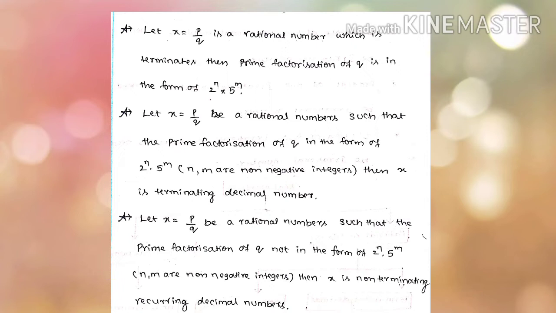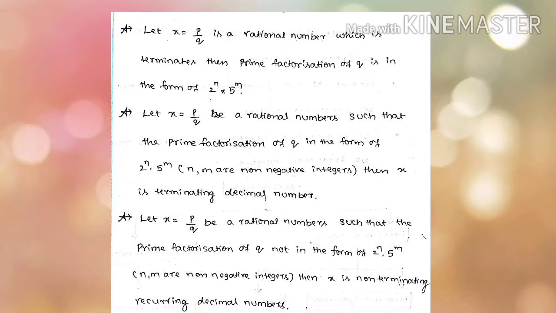This is the converse of the previous statement. Right? If they are in the form of 2 power n into 5 power m, definitely they are terminating decimal numbers. Now the third one: let x is equal to p by q be a rational number such that the prime factorization of q is not in the form of 2 to the power n into 5 power m, then x is called a non-terminating recurring decimal number. The factorization of the denominator does not consist only of the factors 2 and 5. Other than 2 and 5, factors are there in the denominator. In such a case, the rational number gives a non-terminating, recurring decimal number.